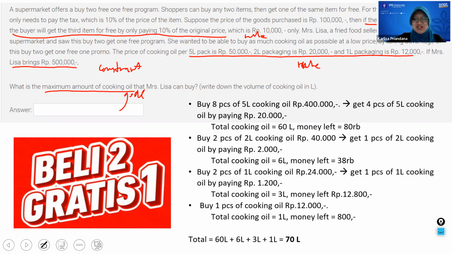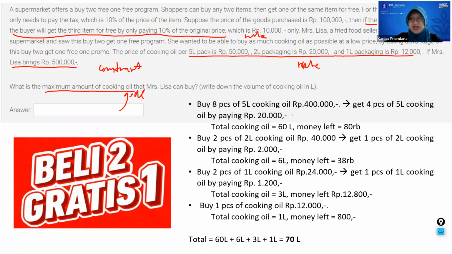Okay, by knowing this, then you can try buying from the highest profit first. So the highest profit will be the 5-liter cooking oil, or you can also try the 2-liter cooking oil, because the price is the same. For the 5-liter and 2-liter cooking oil, the price is 10,000 rupiah per liter of oil. So you can try one of the two, but in this case I tried the 5-liter cooking oil first, because it's the big package, and I try to buy it in an even number.